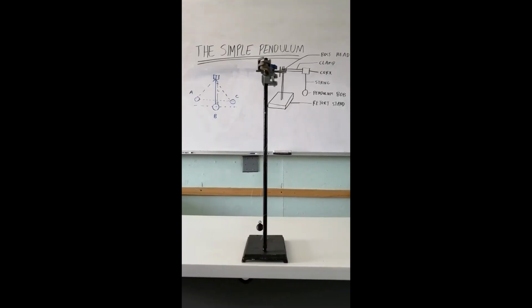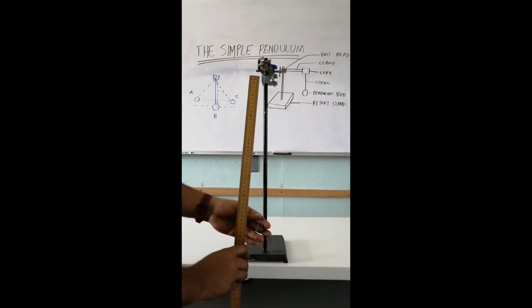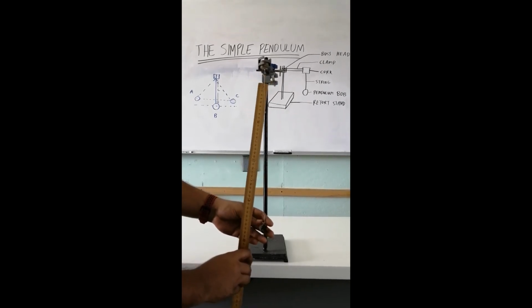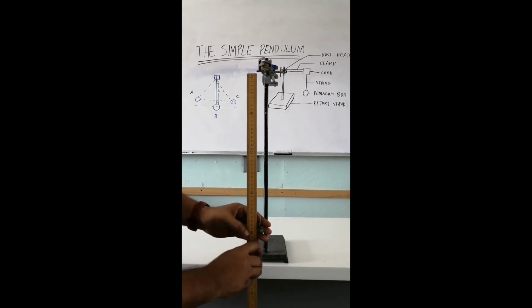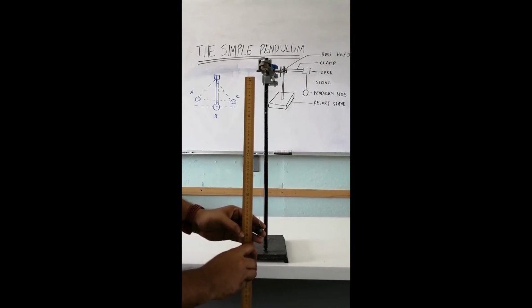To measure the length of string, the meter rule is placed alongside the string and our reading is taken from the point of suspension to the center of the bob. In this case, that position is at 38.5.